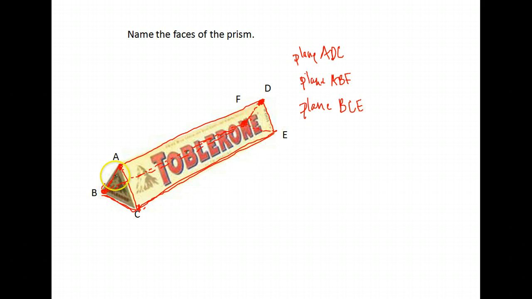We have our bases also. Here is our base on the front. It's a triangle. It's triangle A, B, C would be that plane. And we have our other base, which is at the back here. It's a triangle congruent to that one, and its vertices are F, D, and E. So those would be all of the faces of this prism.